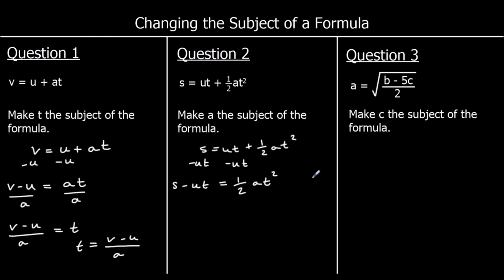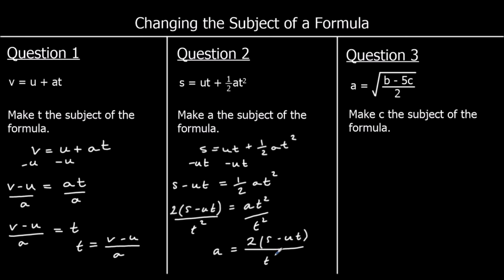And I'm going to get rid of the half now. So to get rid of the half, I'm going to double. So multiply both sides by 2. So that'll be 2 times s minus ut equals at squared. And now a is multiplied by t squared. So to get rid of that, we're going to divide both sides by t squared. So a is equal to 2 times s minus ut over t squared.